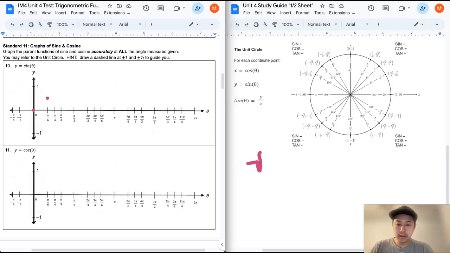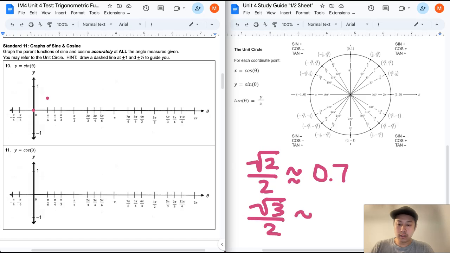Root 2 over 2, root 3 over 2, we said this was 0.7. Let's write that down. Root 2 over 2 is about 0.7, and root 3 over 2 is about 0.9. We calculated that earlier. So at pi over 4, we should get root 2 over 2, which is 0.7, probably around there. At pi over 3, we're getting root 3 over 2, which is 0.9. So really close to 1, but not quite. And then we finally reach 1 at pi over 2, like that.